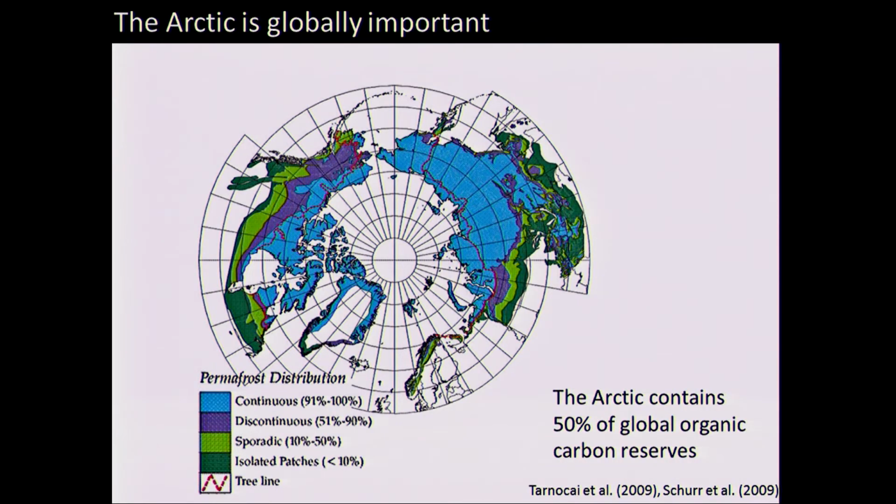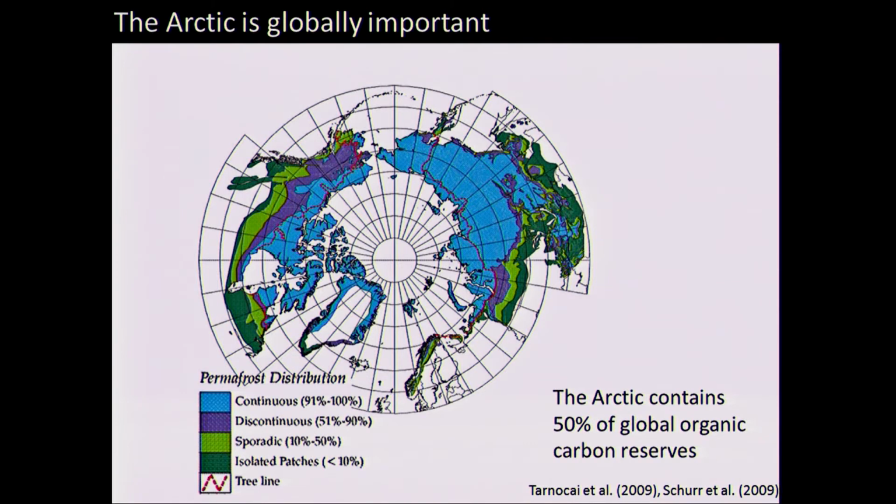This is of major concern because the Arctic contains 50% of the global organic carbon reserves. This is frozen organic matter, which is currently frozen in permafrost. And what's happening is that as the temperature rises, the active layer of the permafrost is deepening, and it's exposing more of this carbon, which was previously not part of the carbon cycle, or hadn't been for millions of years, to microbes that degrade it and release methane or CO2 into the atmosphere.